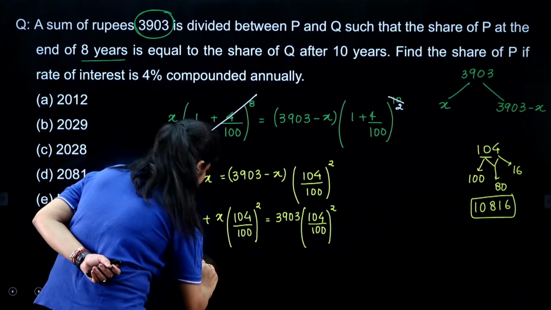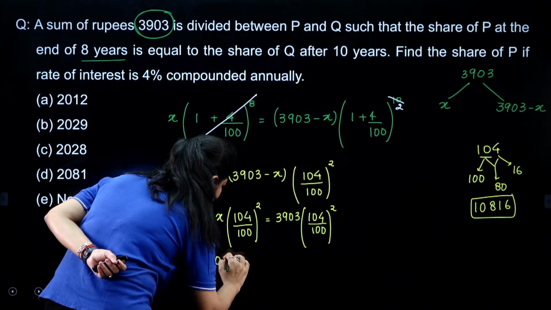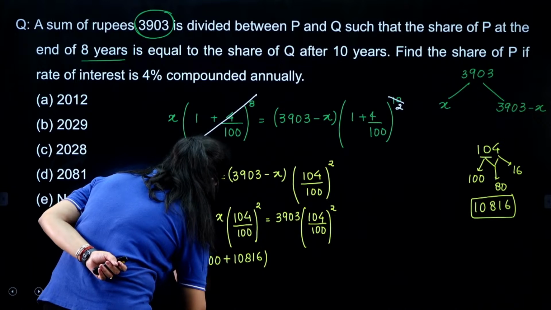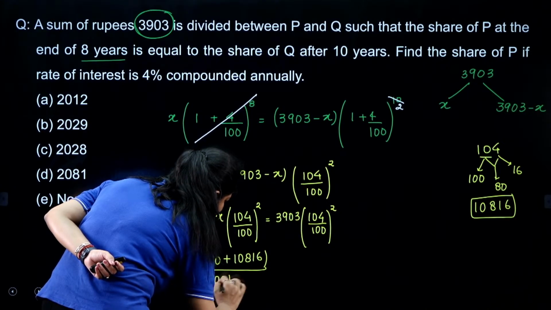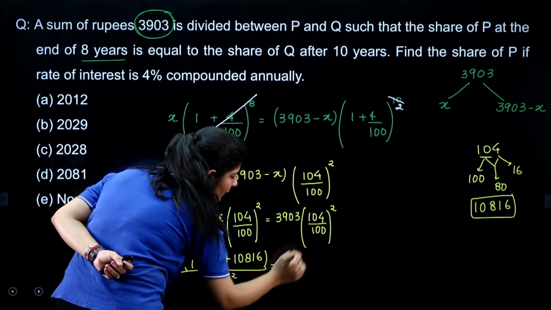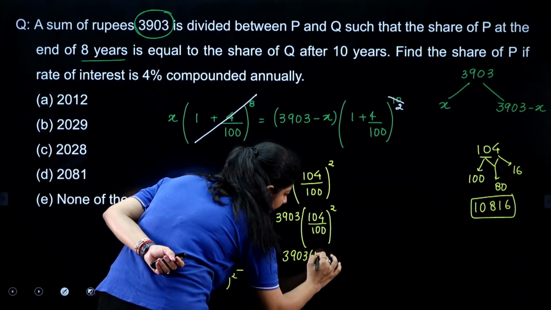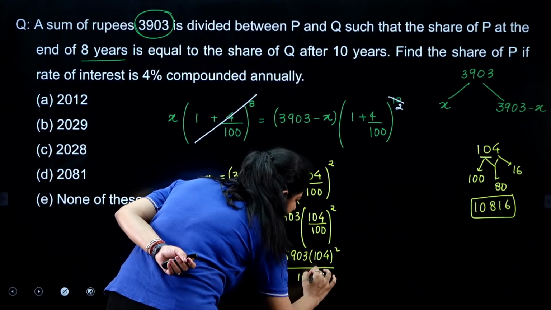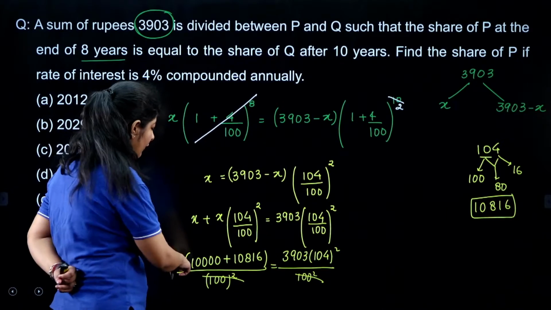So we can say that here 10,000 plus 10816, multiplied by x divided by 100 square. Here also we are having 100 square, so 100 square and 100 square are eliminated. And now we can easily calculate the value of x.